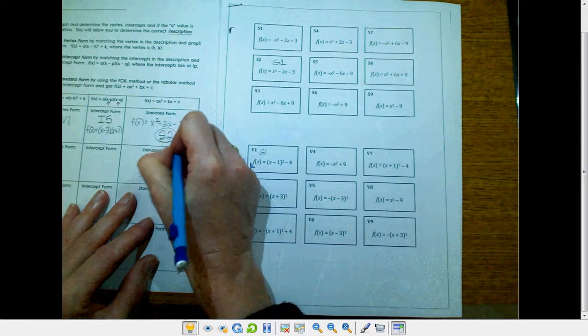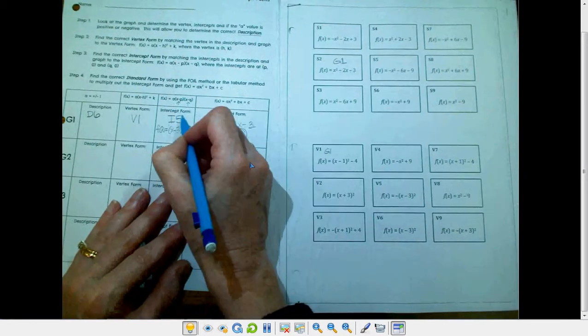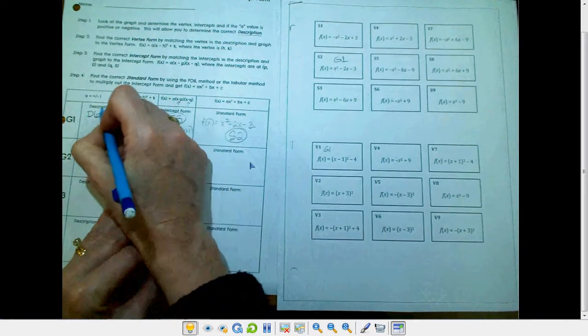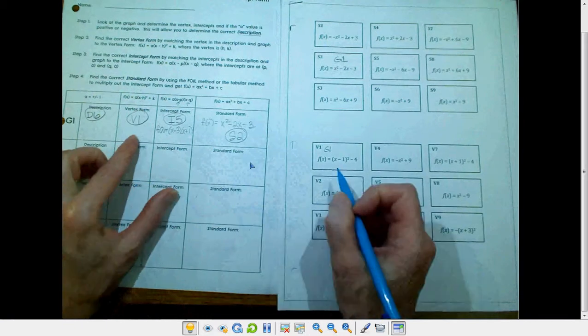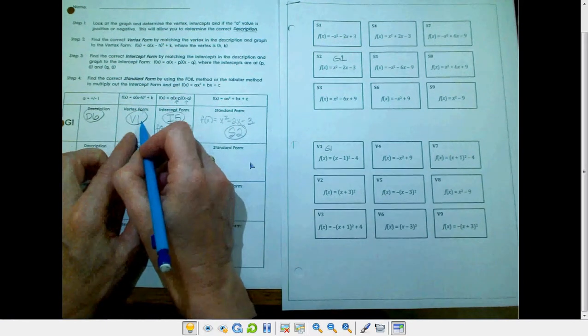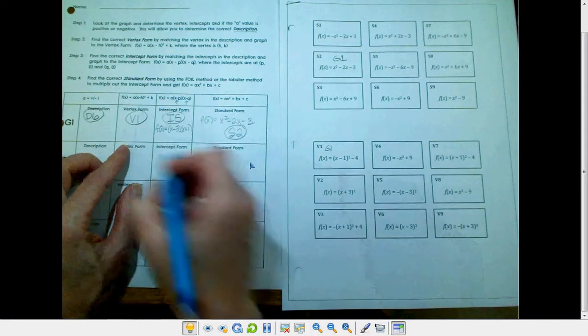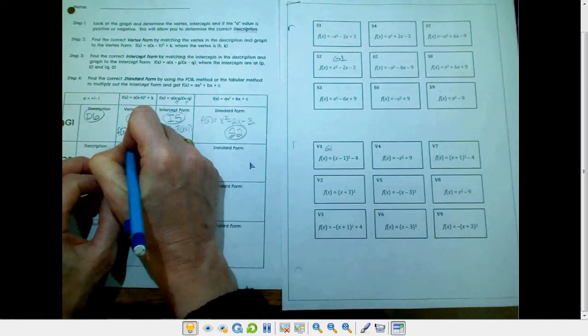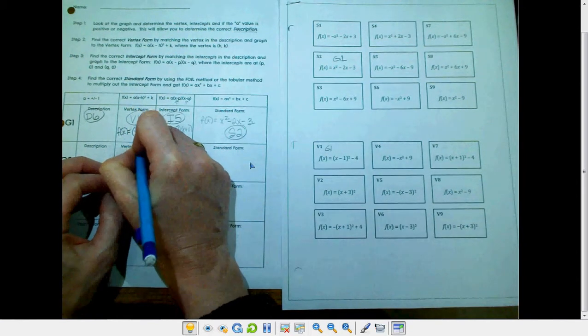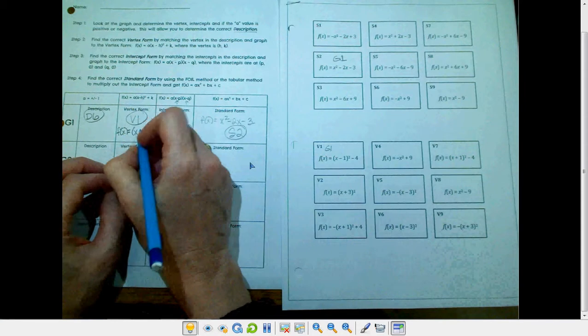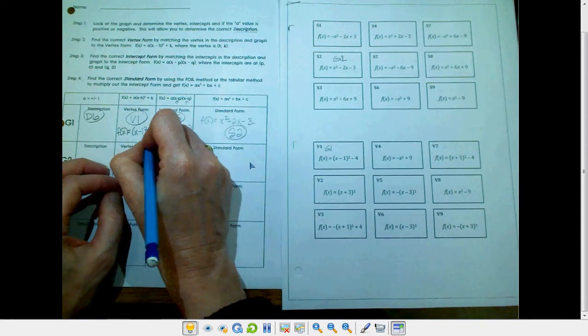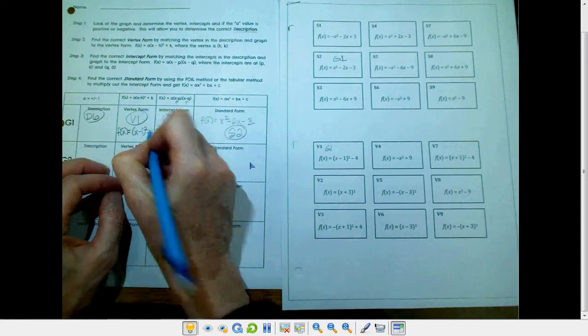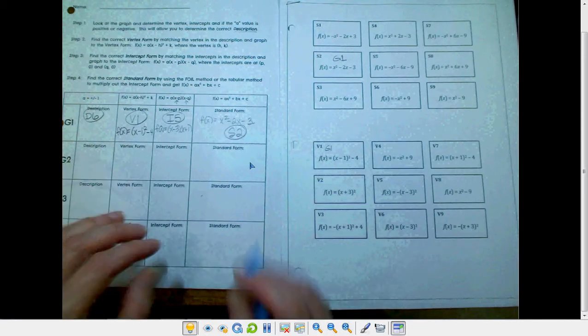The only thing you're actually going to be turning in for this activity is this sheet. I would actually like you to write down your equations. All right, so that's the first example, and hopefully that's enough to get you going. Good luck.